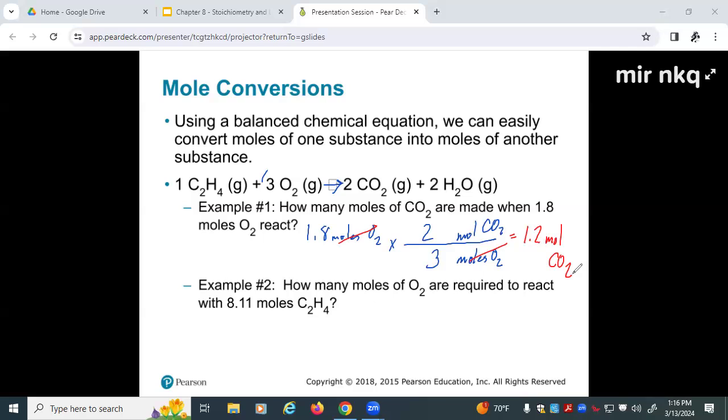So all that we need to do for the conversion is just take into consideration what is the relationship between the substance that I'm looking at and the substance that I'm interested in. In this case, it was a 3-to-2 relationship. 3 of the oxygen for every 2 of the carbon dioxide.